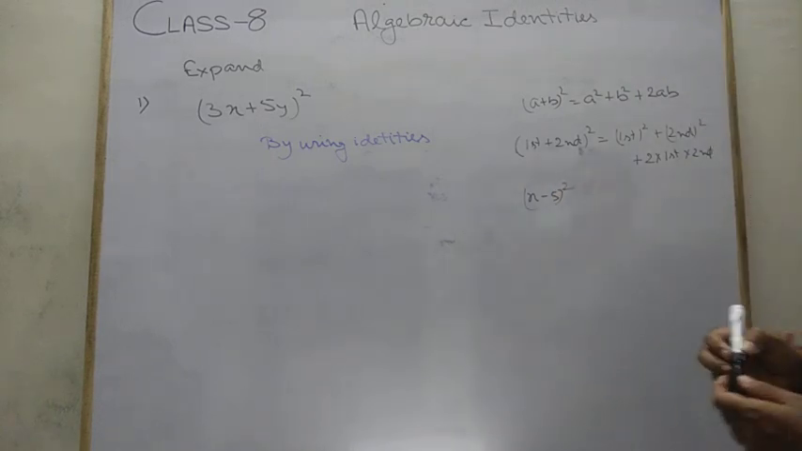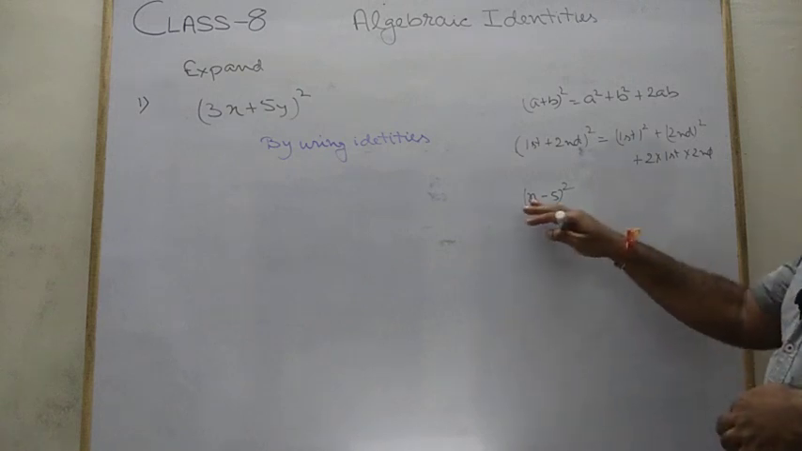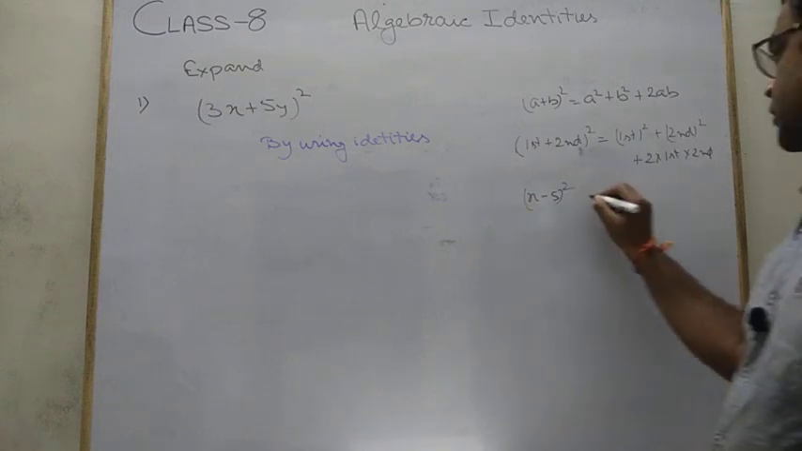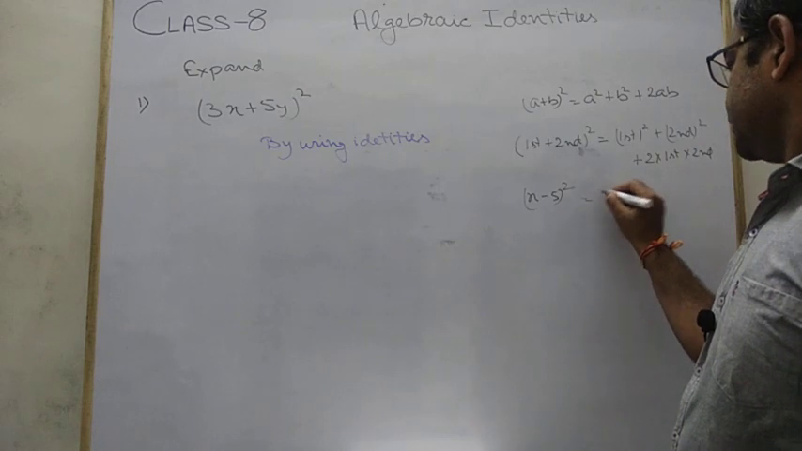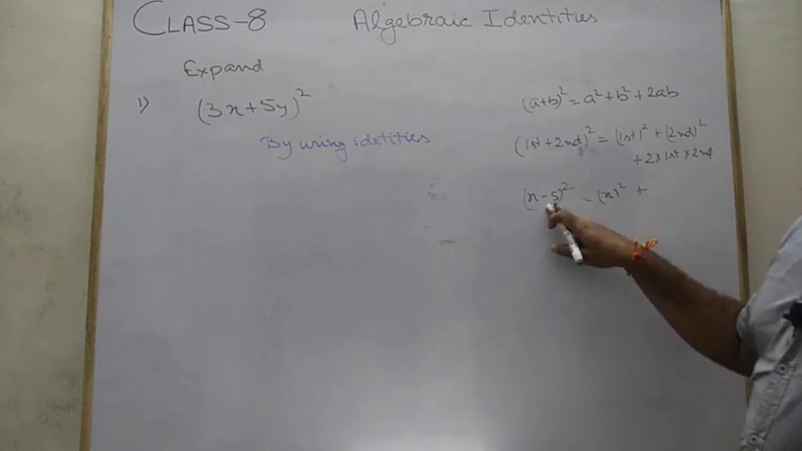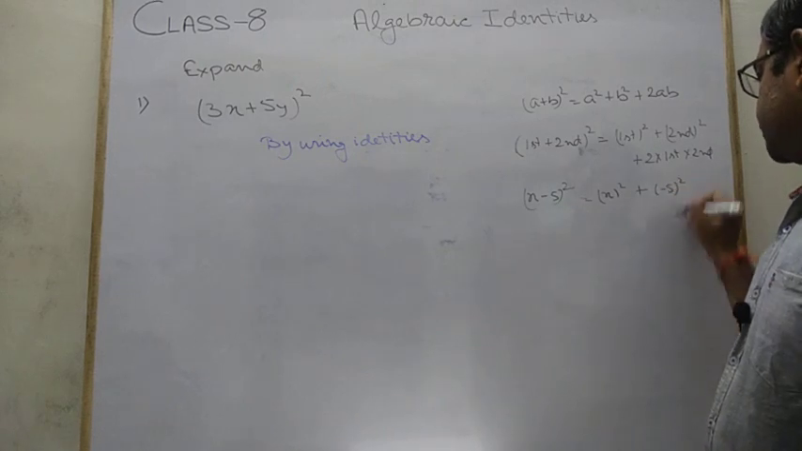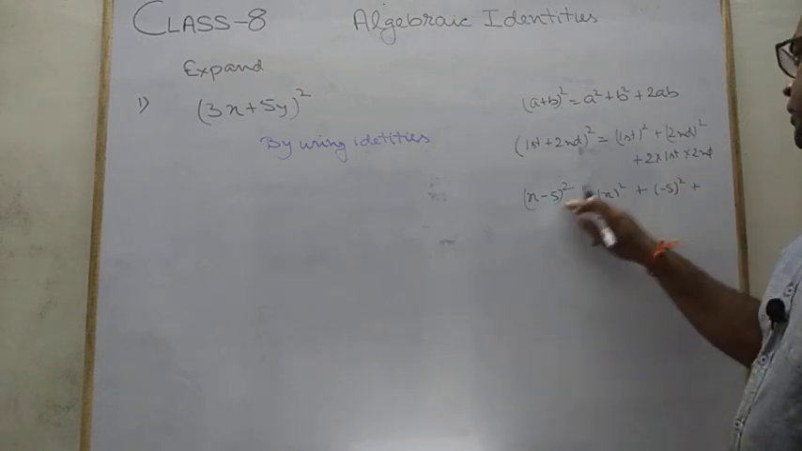Clear? So if my value is (x minus 5) square, what is the first term? First term is x, so we can write down first term square, plus what is the second term? Second term is minus 5. So here we can write down minus 5 square. What is the next part?